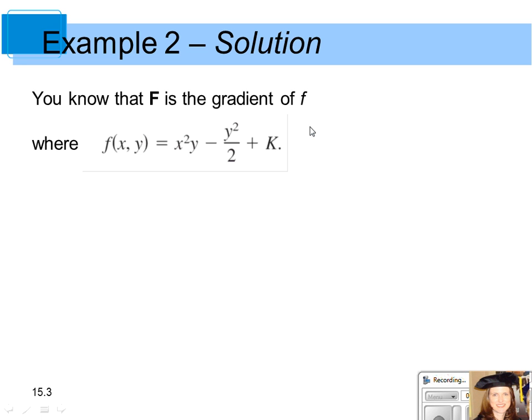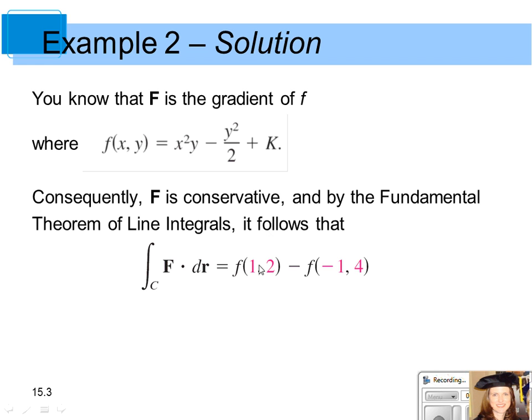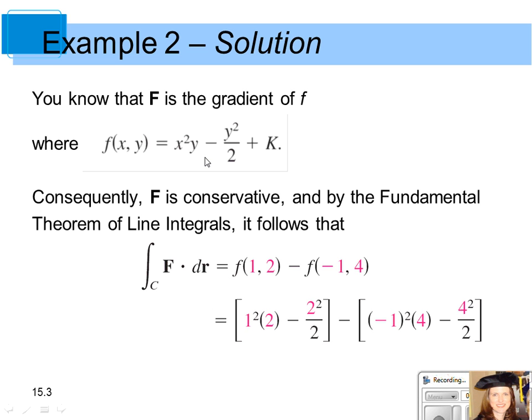You want to evaluate that potential function at the endpoint, located at the coordinates 1, 2, and then evaluate the potential function at the start point, located at negative 1, 4. Plug those into your potential function here and simplify, you get the value 4. So that gives you an alternate way of finding the line integral for work, because in a conservative vector field, it really doesn't matter what path you take. You can use this fundamental theorem of line integrals to find the value of work.